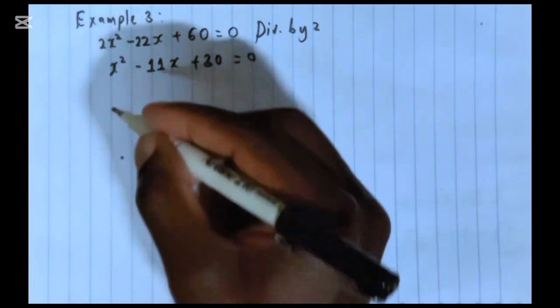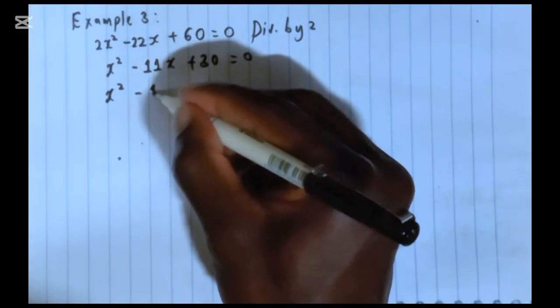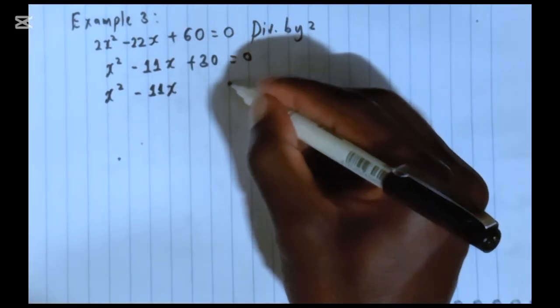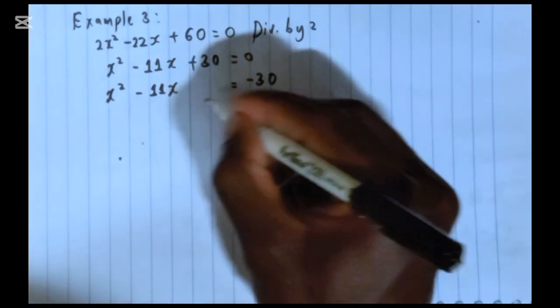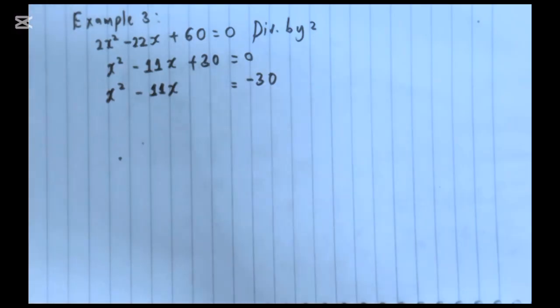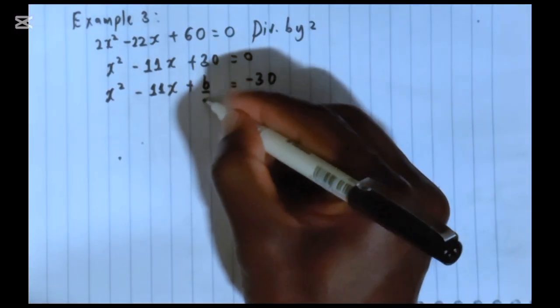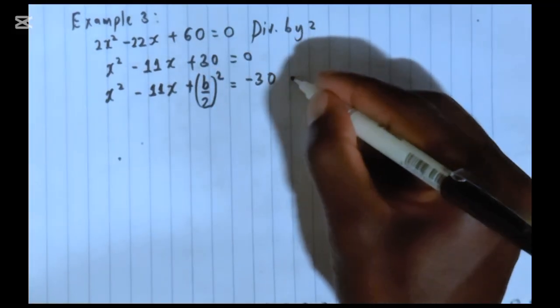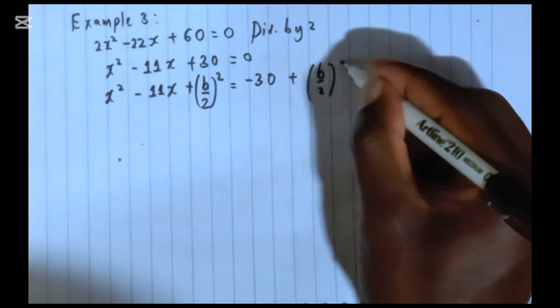Then we are going to write it in a format that allows us to complete the square as a perfect square. So basically that's going to be x squared minus 11x, and we take 30 to the right hand side, and it becomes negative 30. For us to make the left hand side a perfect square, we are going to have c equal to (b over 2) squared, and whatever we do to the left hand side we do to the right hand side, so (b over 2) squared.